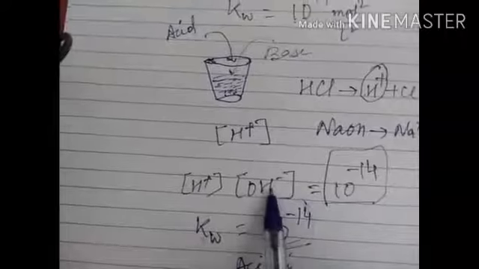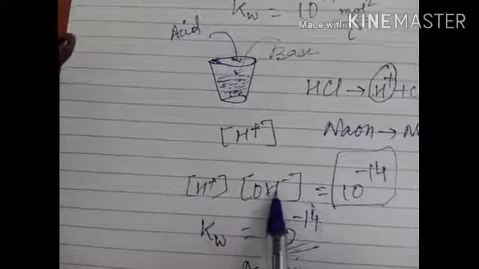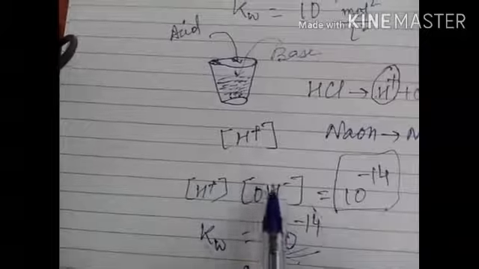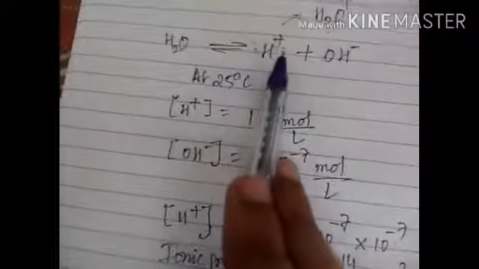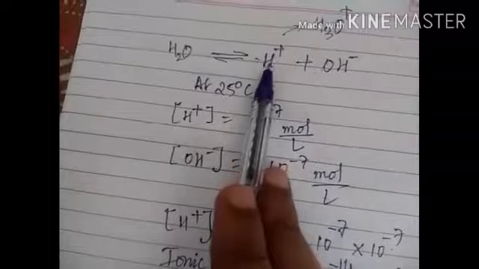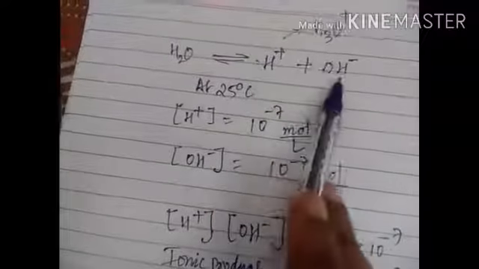But the idea I am giving you is that when you are adding base, the OH minus concentration will increase, but simultaneously the H plus ion concentration will decrease. Now if you are adding acid, the H plus ion will increase, but the OH minus ion will decrease. Why is it decreasing? Because this reaction will take place in the reverse direction. If you are adding more of the acid, more of the H plus will be there, and OH minus will decrease.